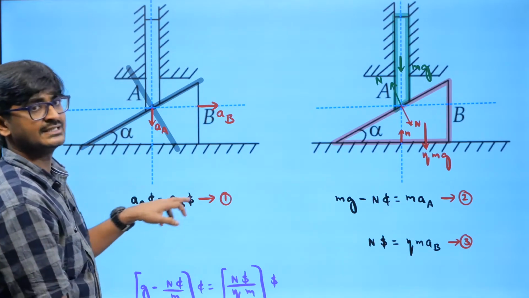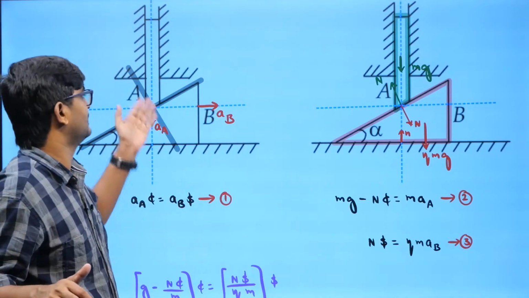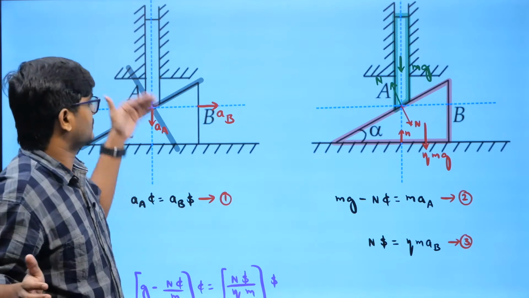What is this? This is the constraint. Maybe you people may call it the wedge constraint. The other way of saying it is they will be in contact. The meaning is their accelerations will be the same along the normal.